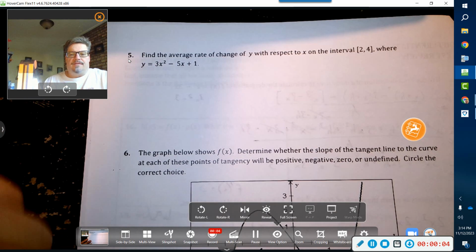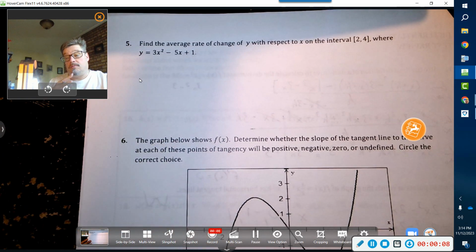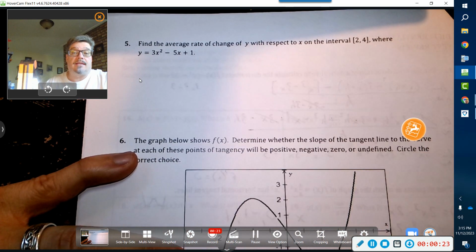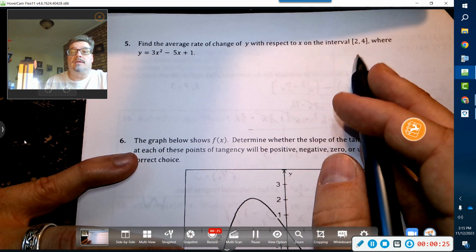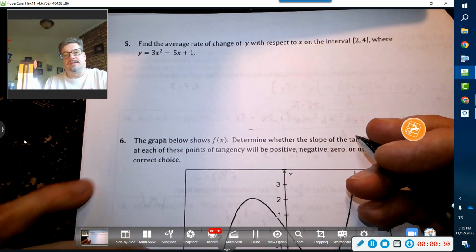Number 5. Find the average rate of change. Okay, so timeout. We're not even using calculus right now, right? We're actually doing pre-calc, because if it were the instantaneous rate of change, then we would be using what we know about calculus. But the average rate of change is basically looking for the secant line that passes through this interval.